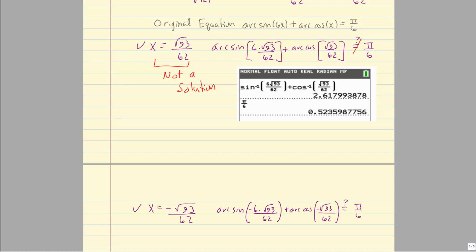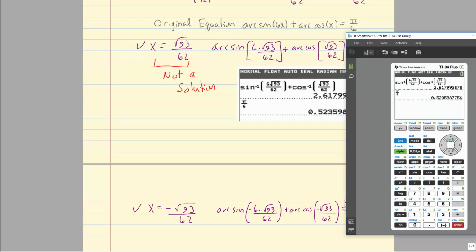Well, this will be easy to check because I should just be able to go in and edit what I already have in my calculator. So I'm going to go up top, hit enter, and then I'll come over here and I'll put in a negative sign. Not a minus sign, but a negative sign. I'll do that for both of these.